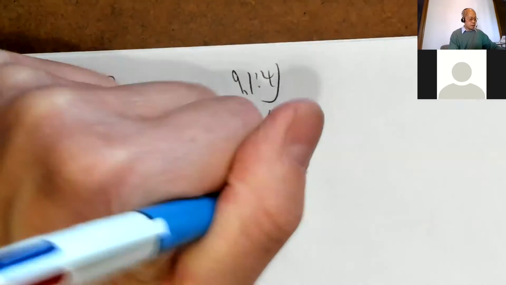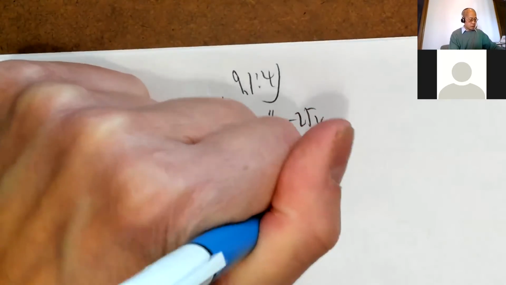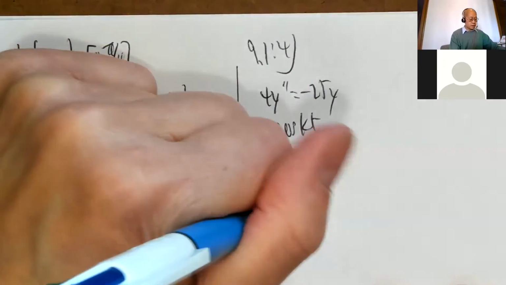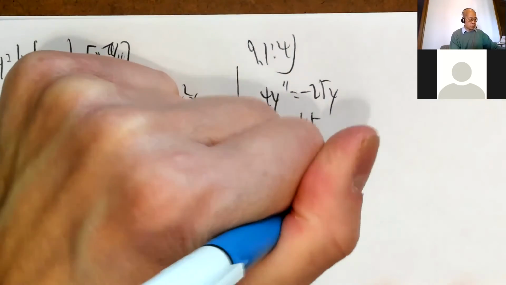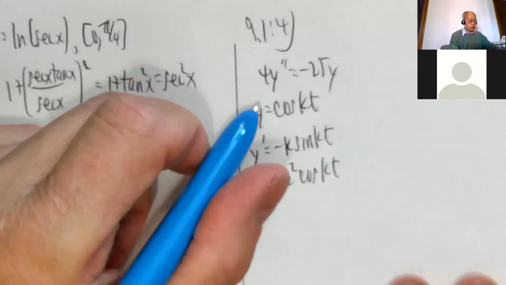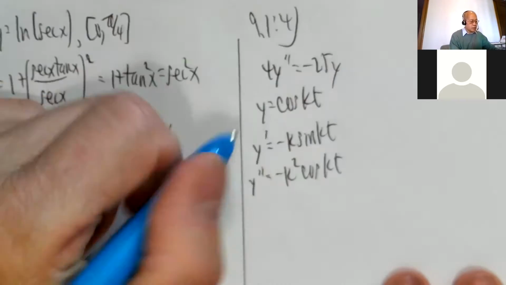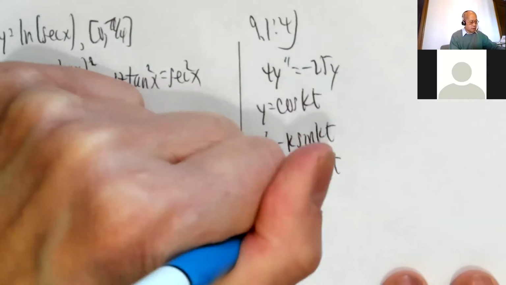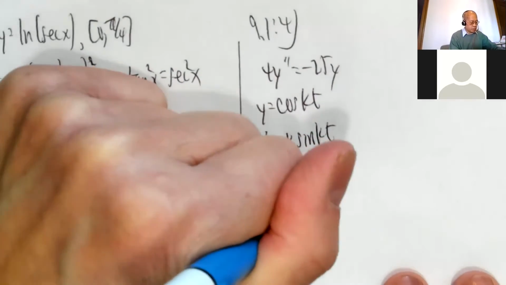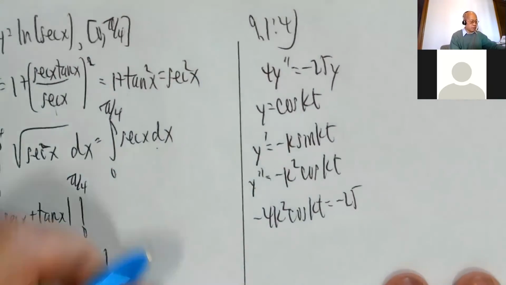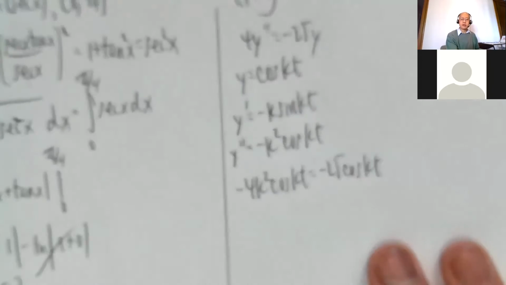So let's see how much I can do. y prime is -k sine kt. y double prime is -k squared cosine kt. So now 4y double prime is 4 of these guys, -4k squared cosine kt. Okay, there we go. I didn't have that before. Now this makes more sense. Equals -25 times the original cosine kt. Okay, this looks more like it, I think.